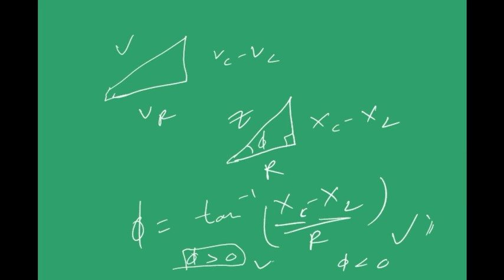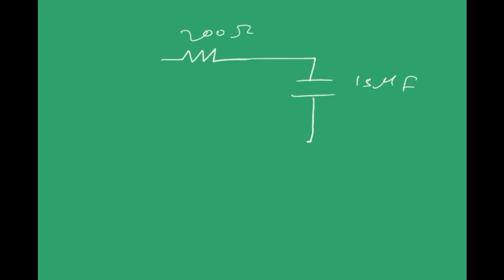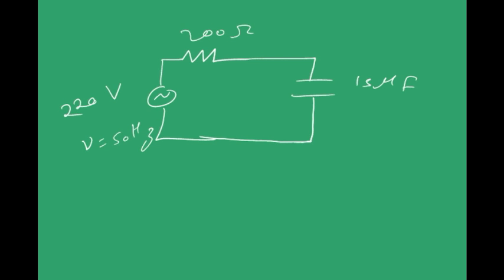A resistor of 200 ohms is connected to a capacitor of 15 microfarad, which is in turn connected to an AC voltage source of 220 volts. Of course, this is the RMS voltage, note that, and the frequency is given as 50 Hertz. Now I want to calculate the current in this circuit.